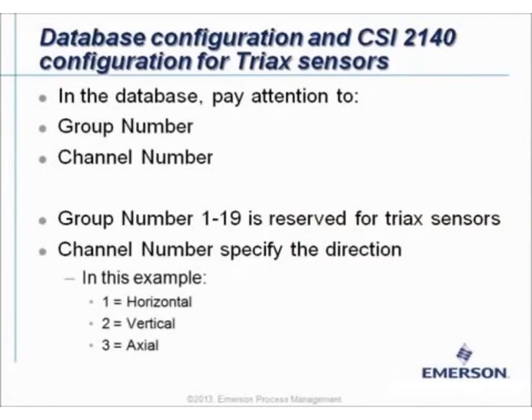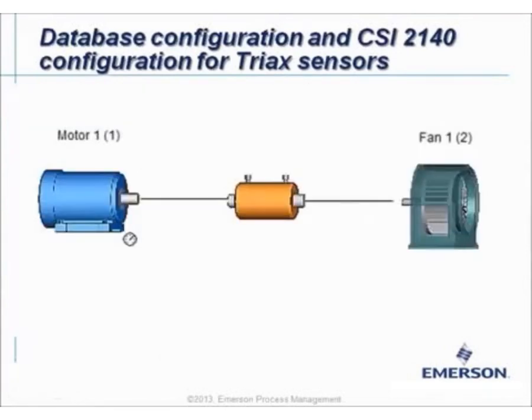Now, if you configure the database to work with the triax sensor, you have to pay attention to two special things. All the measurement points that are in the same measurement plane have to receive the same group number. The channel number will specify the direction of measurement. Group numbers 1 to 19 are reserved for triax sensors, and the channel numbers will specify the direction. In this example, 1 is horizontal, 2 is vertical, and 3 is axial. So, let's take a closer look at a live example.